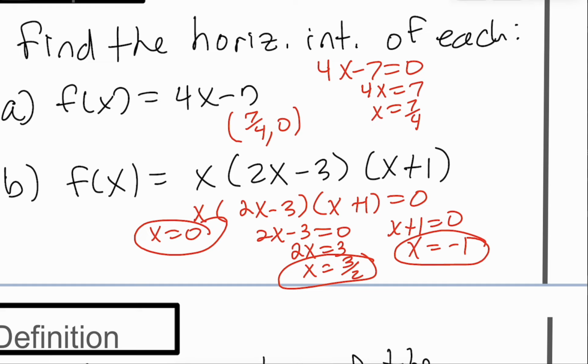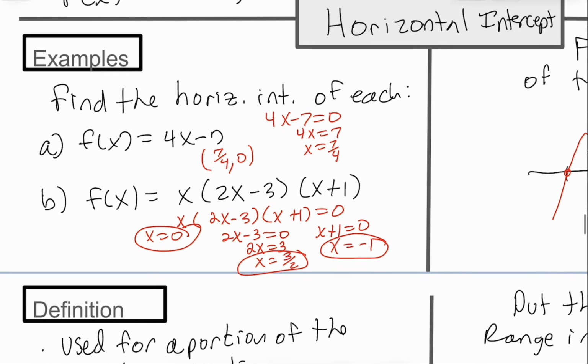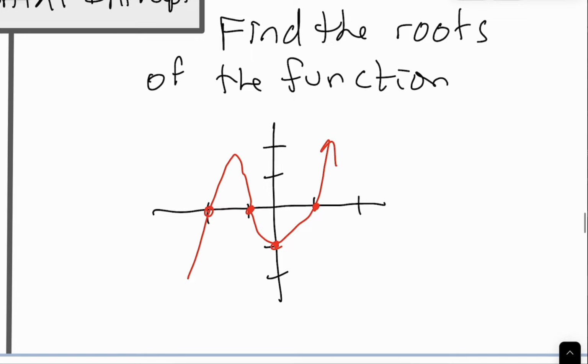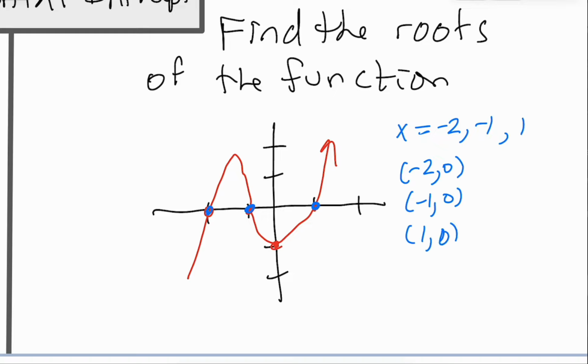So it has 3 horizontal intercepts, okay? And then here, let's assume I'm counting by ones. It says find the roots of the function. It's just these 3 points that we see here. So it would be a root at x is negative 2, negative 1, and 1. If they wanted points, you'd say negative 2, 0, negative 1, 0, and 1, 0. Okay?